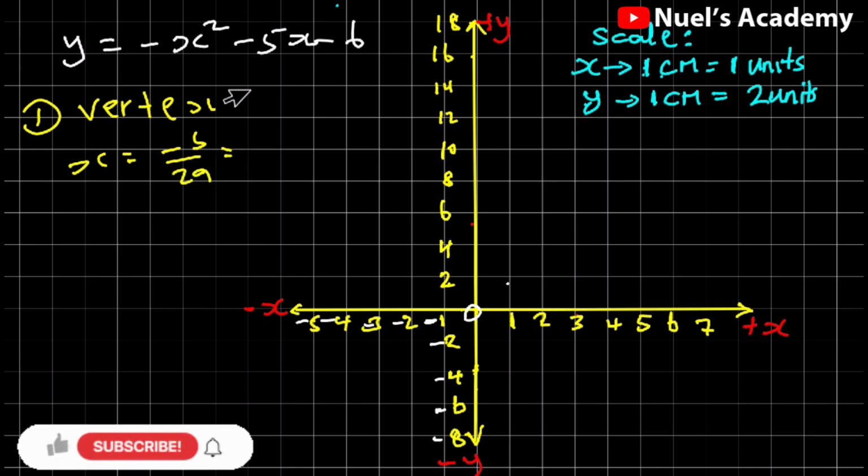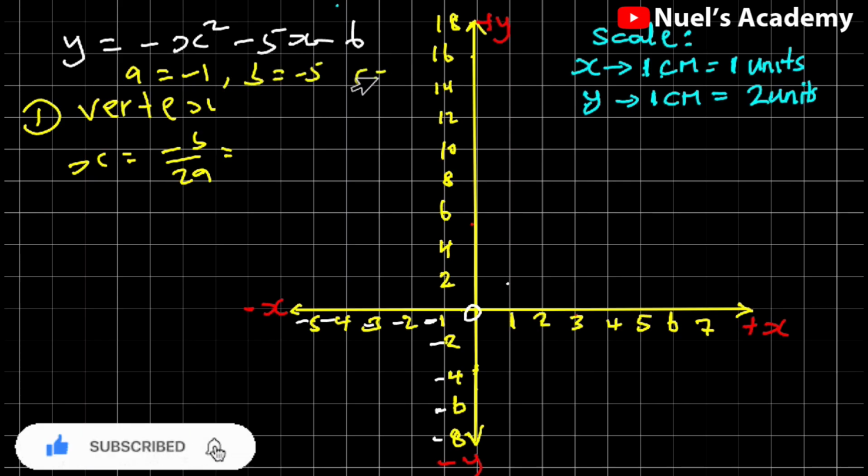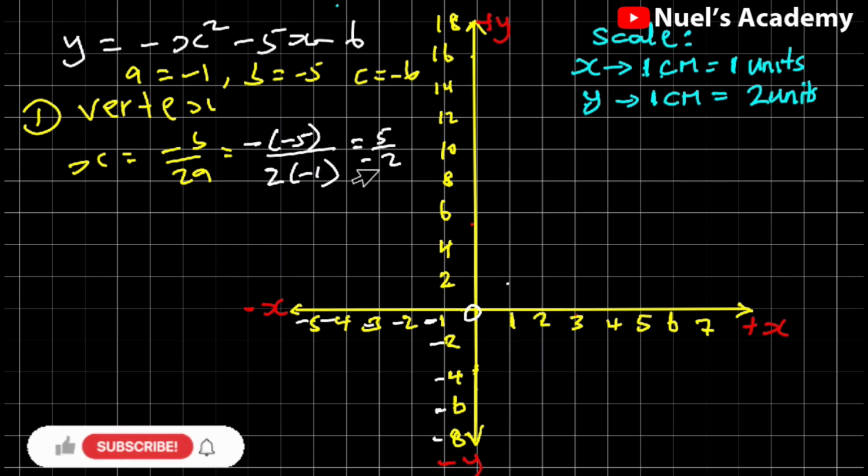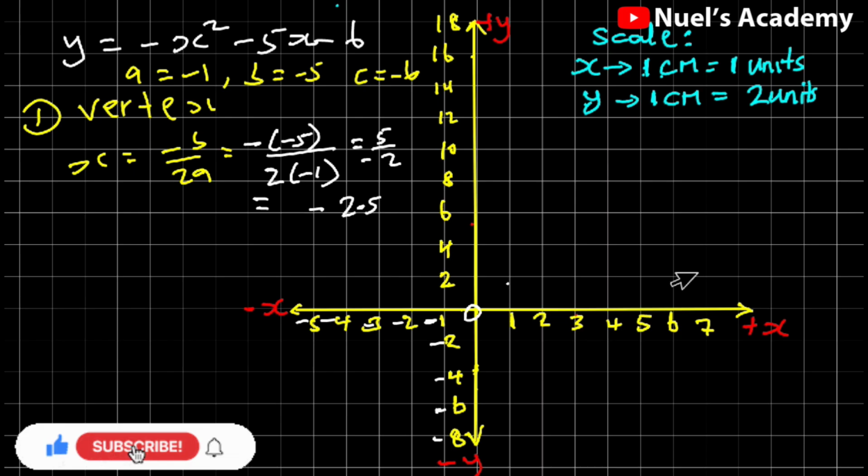So here our a is equal to negative 1, the coefficient of x squared, b is equal to negative 5, the coefficient of x, and then c is equal to negative 6, the y-intercept. So negative b is negative of negative 5, over 2a, 2 times negative 1. So negative times negative is positive, we have 5 over 2 times negative 1, which is negative 2. So 5 over negative 2 is going to give us negative 2.5. So let me write it here. We have that our vertex is at x equals negative 2.5.